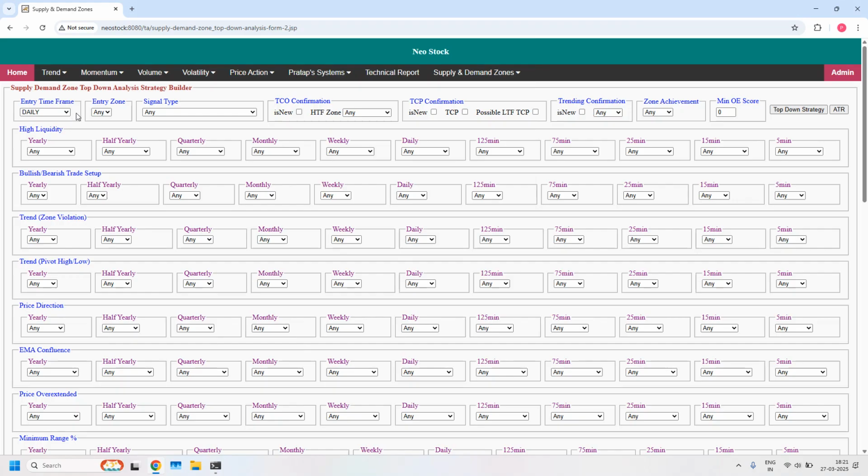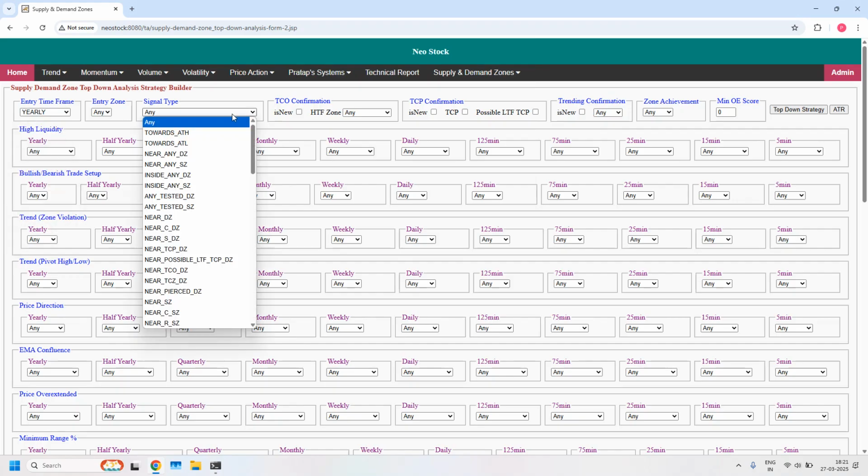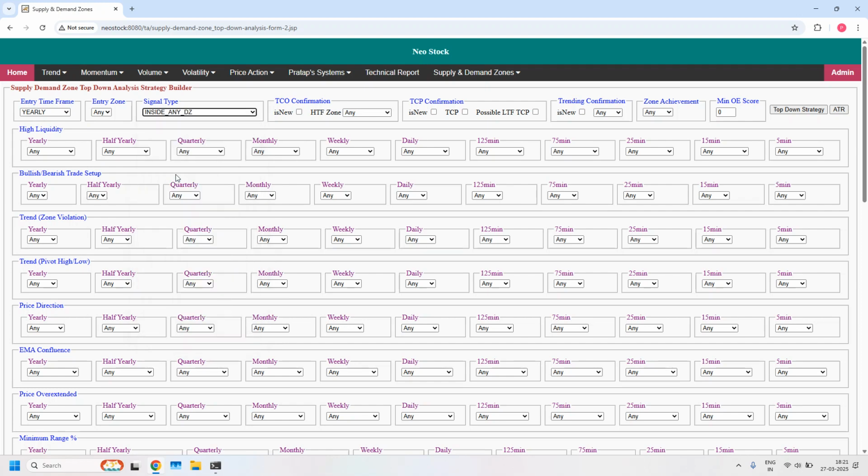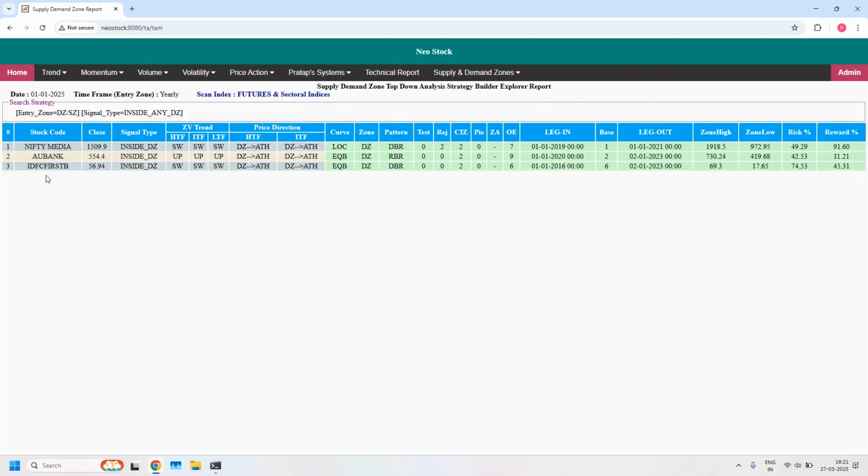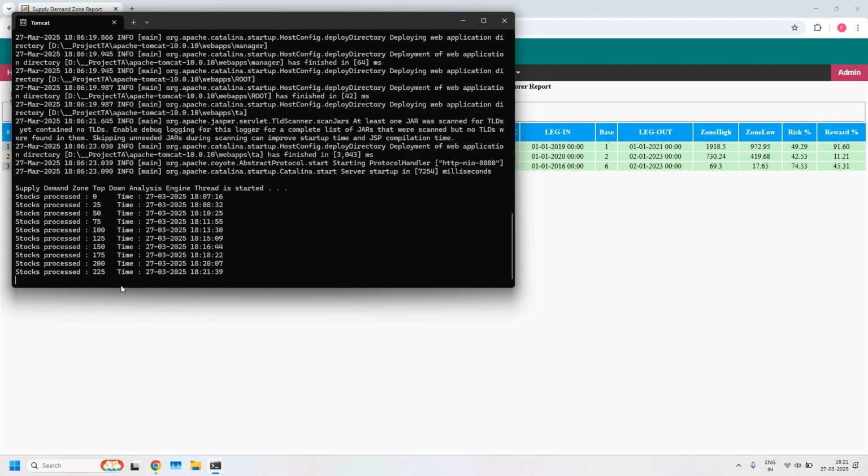Before that we will see the yearly time frame. Let us find price closed inside the yearly demand zone. 3 stocks are filtered, but we need to check if any more stocks are remaining because it is under process. Maybe another 1 minute we need to wait. It will complete the process.